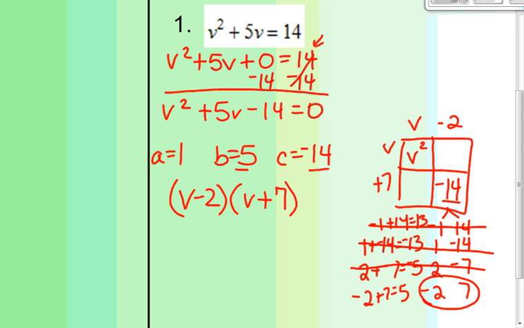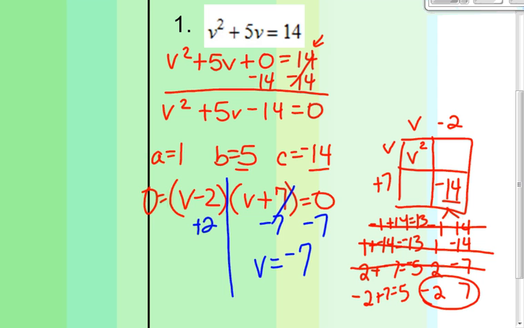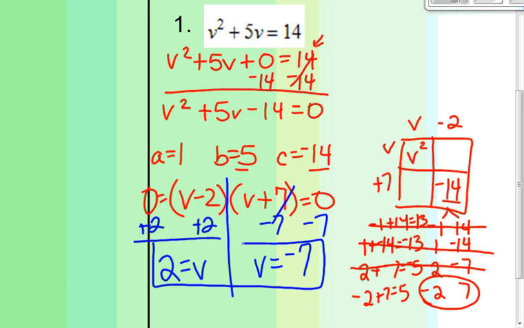Now to solve, I'm going to set both sides equal to 0, and I'm going to treat these like two separate equations. Here, 7 is being added to b, so I'm going to subtract it on both sides. b equals negative 7. 2 is being subtracted, so I do the opposite. I add 2 to both sides, so b equals 2. And here are my two solutions and roots for this problem.